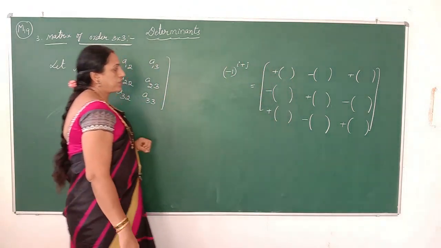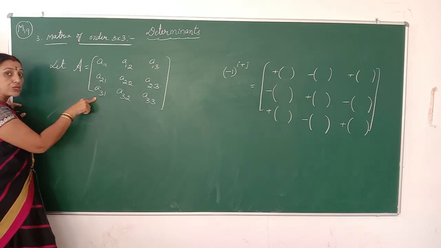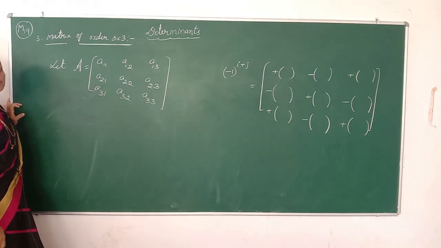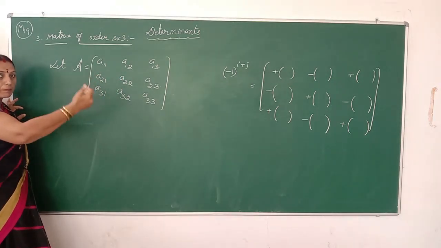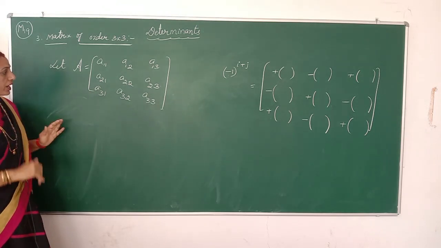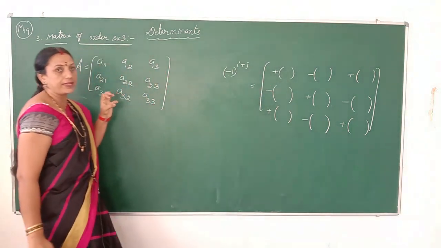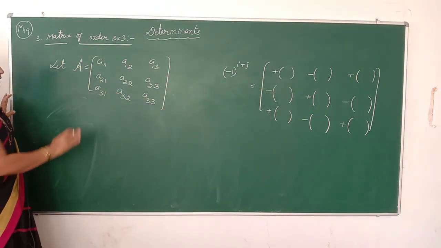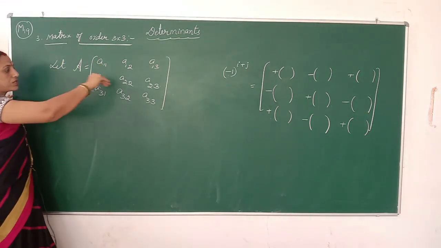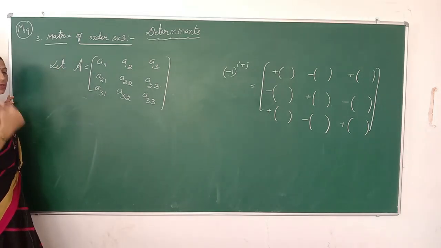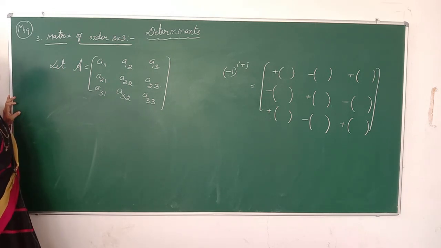So, what is the application of these determinants? Any 3 cross 3 matrix can be associated with or expanded in terms of 2 cross 2 determinants. A 3 cross 3 determinant has to be expanded in terms of 2 cross 2, but to expand it, these symbols are multiplied with the elements of that matrix. Now it can be expanded using any row or any column. Among the 3 rows and 3 columns, any one of the rows or any one of the columns can be used for the expansion of the 3 cross 3 matrix.